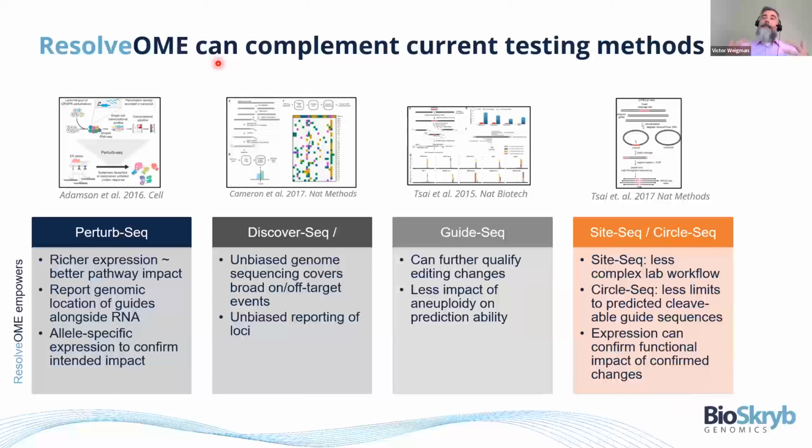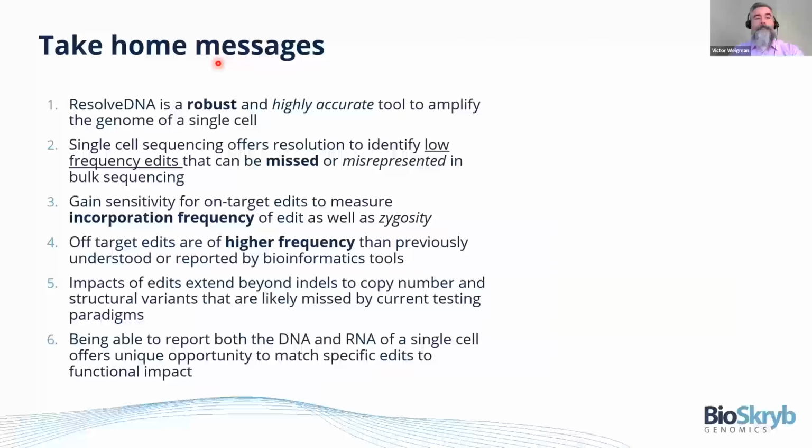So again, all these fantastic functional technologies to understand the impact of edits. Resolveome is just adding to those with that genomic place for areas that didn't have that, but also when we're looking at both, we're able to see the intended transcriptional impact as well in an unbiased approach, or leave the researcher with libraries that can be captured in ways that they prefer. So take-home messages here: Resolve DNA is robust and highly accurate. I showed at the very beginning our sensitivity, our positive predictive value, our false positive rate were all very good. So we feel confident in Resolve DNA's ability to amplify the genome of a single cell.